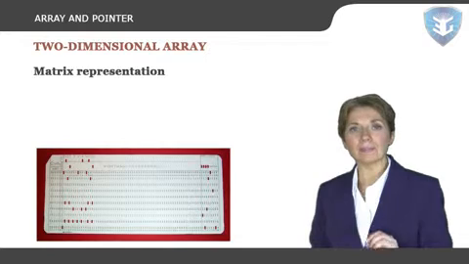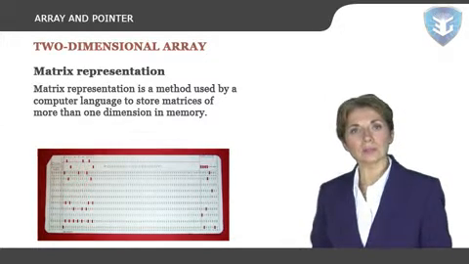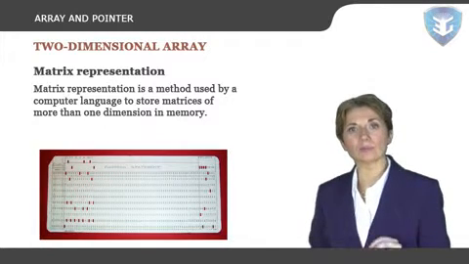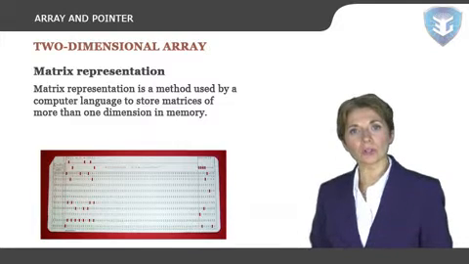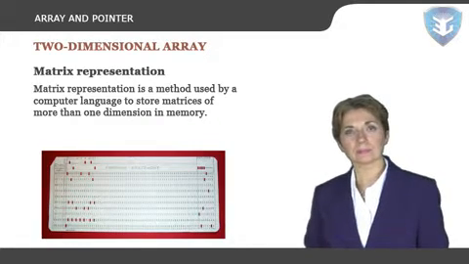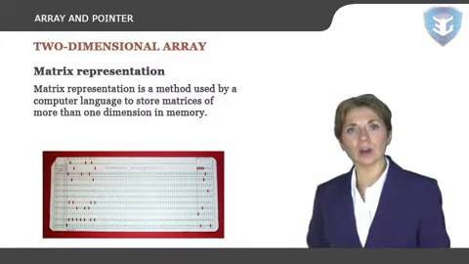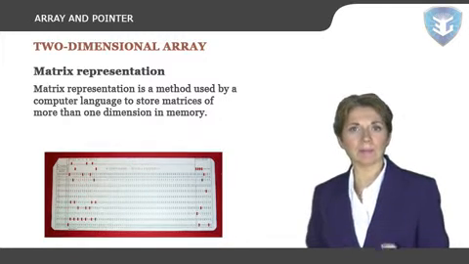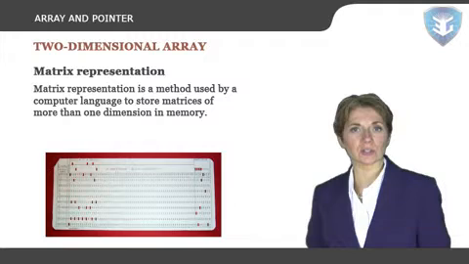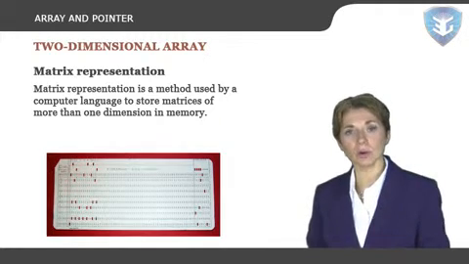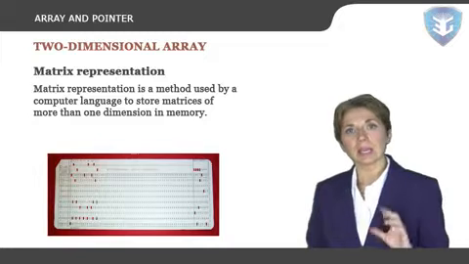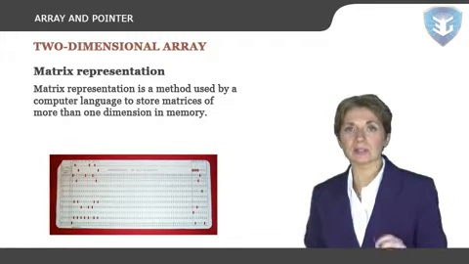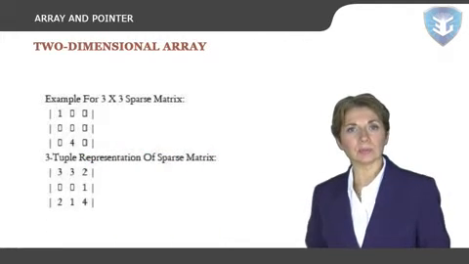Let's now have a look at matrix representation. Matrix representation is a method used by a computer language to store matrices of more than one dimension in memory. Fortran and C use different schemes. Fortran uses column major, in which all the elements for a given column are stored contiguously in memory. C uses row major, which stores all the elements for a given row contiguously in memory. If most of the elements in a matrix have the value 0, then the matrix is called a sparse matrix. Let's see an example on the screen.